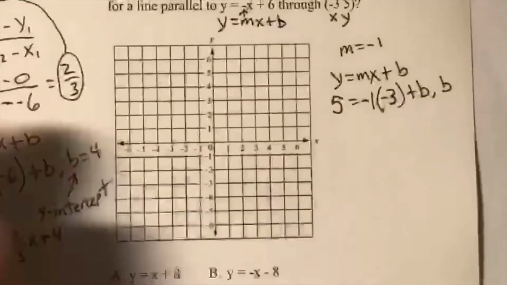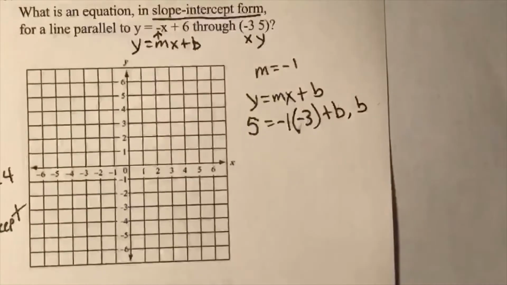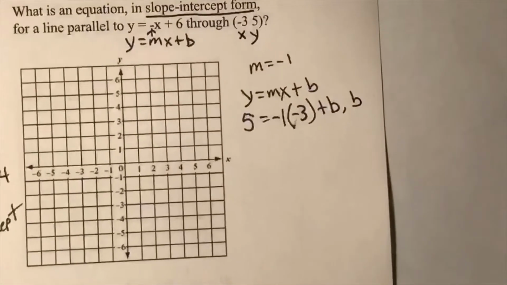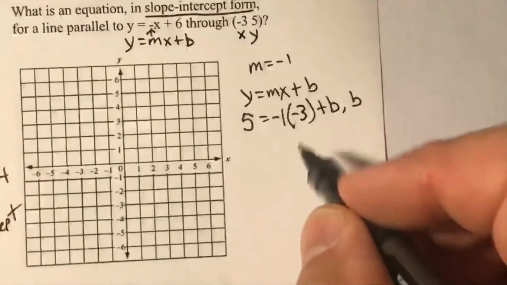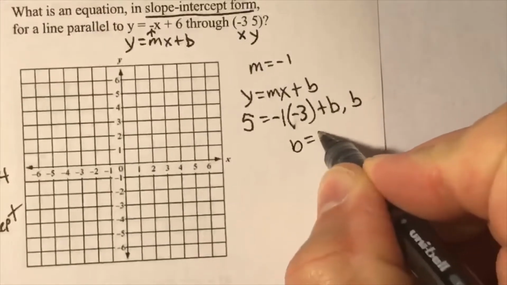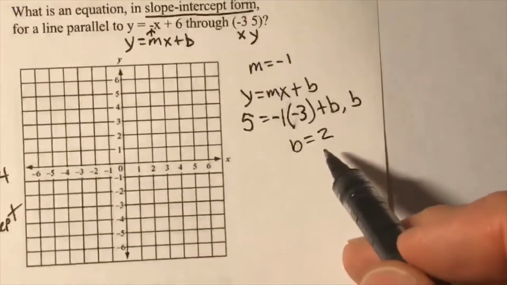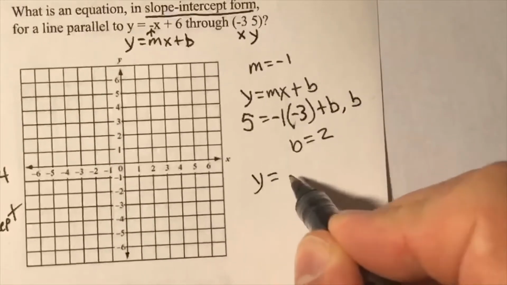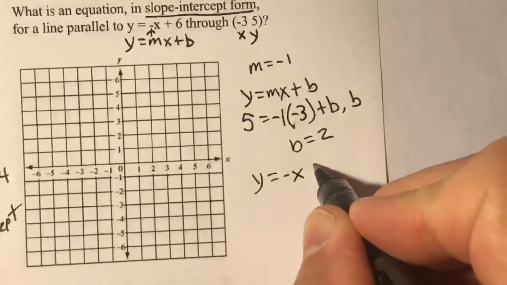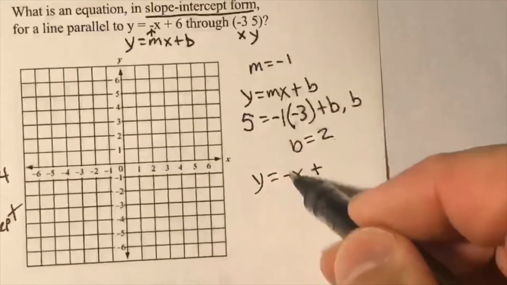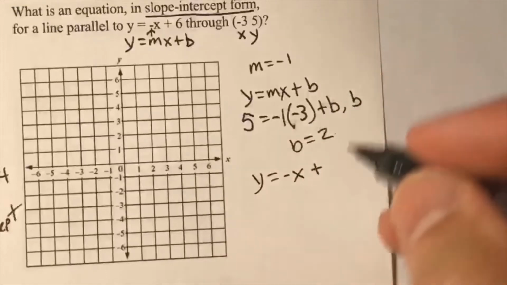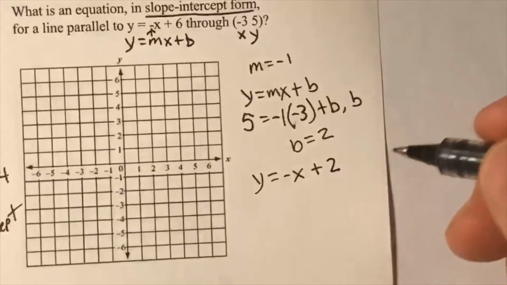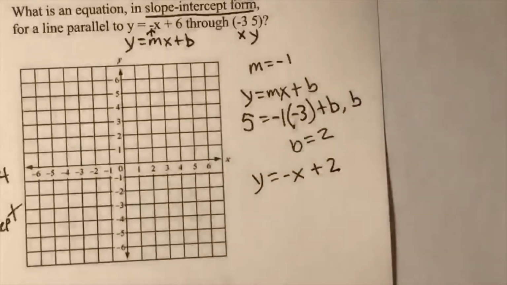Alright, let's get this back over here where you can see this. So b equals 2. Now when I write the equation, I need the m and the b. So y equals -x, or -1x, plus 2. Now let's do this using the graph.